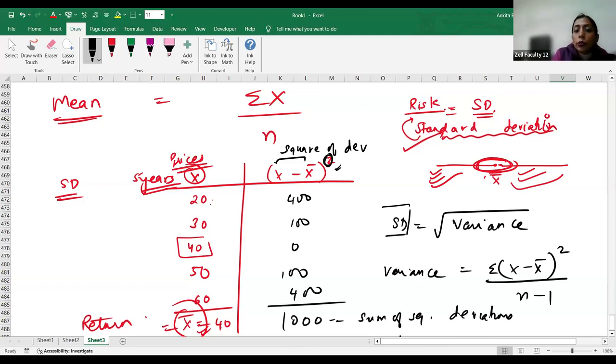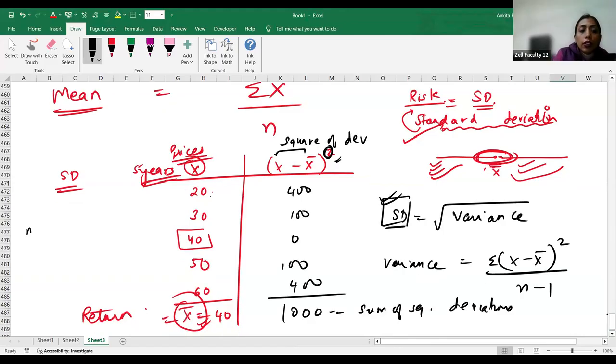And when you take the square root of the variance, since you had squared it here, you now undo that using the square root. So the square root of variance is known as standard deviation. It is also known as a measure of dispersion. How dispersed is the data from its centric value?